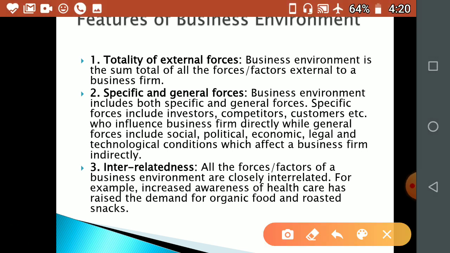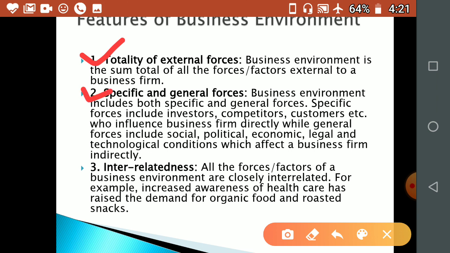The first feature we have is totality of external forces. External forces, as I said, are those factors which affect a business from outside, but they are beyond the control of business. Like, for example, social, political, technology. Right now, I gave the example of increase in taxation, which deals with an economic factor. These are the external forces which are beyond the control of business. So this comes under totality of external forces.